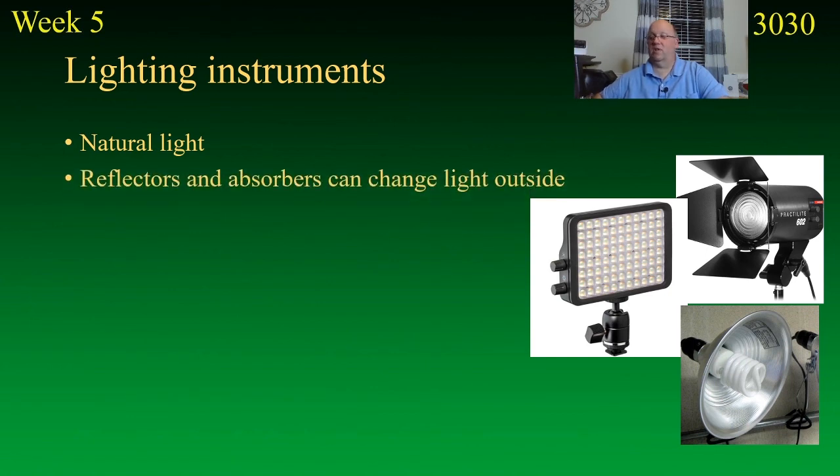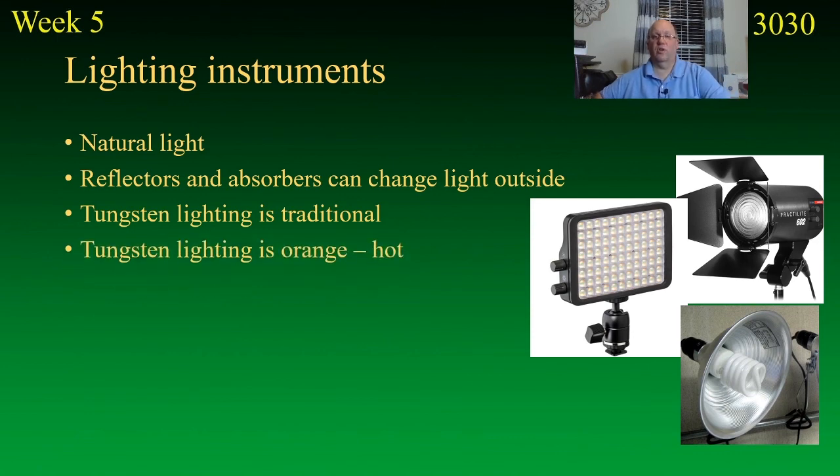Reflectors and absorbers allow you to do that. Tungsten light is traditional. Now, tungsten light is a light that comes from a standard light bulb, the kind that Edison invented. And so basically it's a little strip of tungsten metal that's glowing, and that is emitting light. Tungsten light is orange. It's also very hot. You could burn your fingers changing a light bulb because the light bulbs are hot. Tungsten lights are hot, so don't touch them when they've just been on.